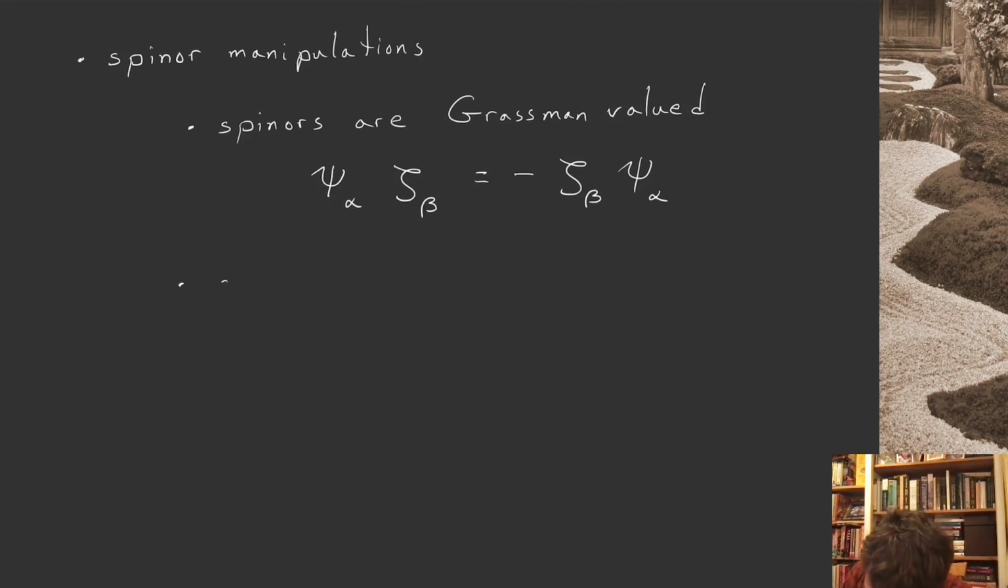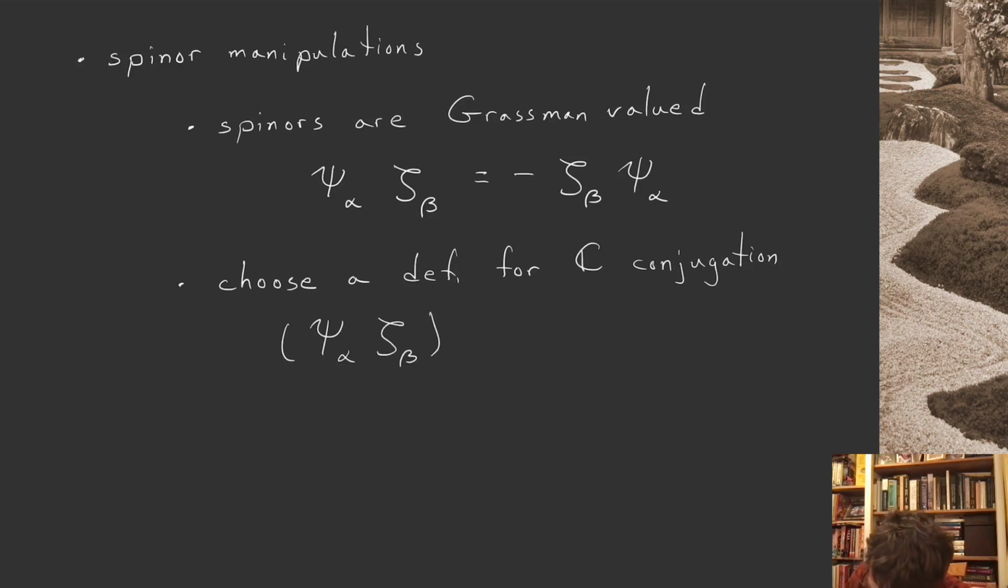Another thing I need to do, which is unfortunately not a universal choice, but it's what we'll use in this class, is choose a definition for complex conjugation, given that these quantities are now anti-commuting. I'm going to use the following definition. If I take two of these spinor components and take a complex conjugate, I'm going to flip their order without changing the sign. So I'm going to write this as zeta beta star psi alpha star. Again, you have to watch it because people don't always use these conventions. I'm defining this to be like the dagger or the Hermitian conjugation on matrices.